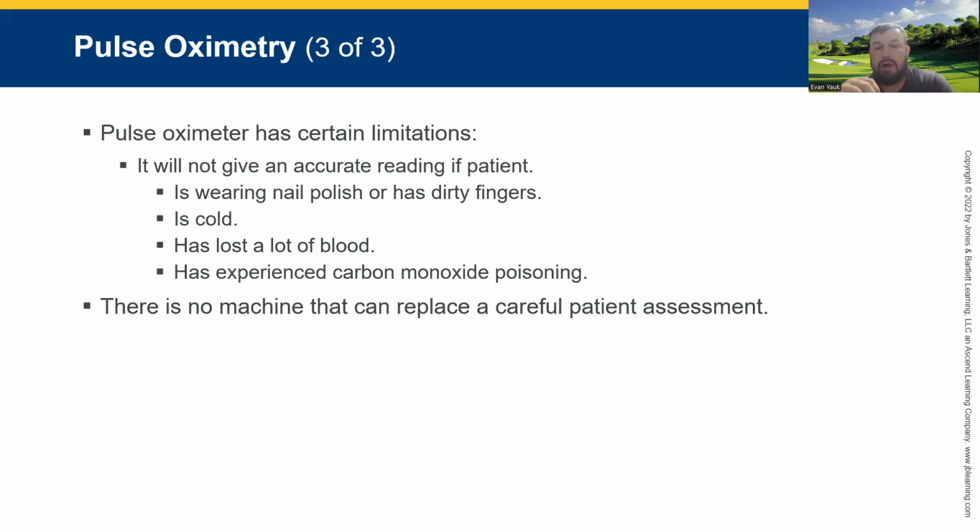Also, if the patient has experienced carbon monoxide poisoning, that's because carbon monoxide will actually bond to a red blood cell better than oxygen will. So you will be getting a 100% reading when it's actually carbon monoxide attached to that blood cell rather than oxygen. Anytime you think you're dealing with a carbon monoxide patient, you need to keep in mind that you are probably getting a false reading. There's no machine that can replace a careful patient assessment, though. Once again, chapter 9, patient assessment. There's a lot of things that we can do during that assessment.